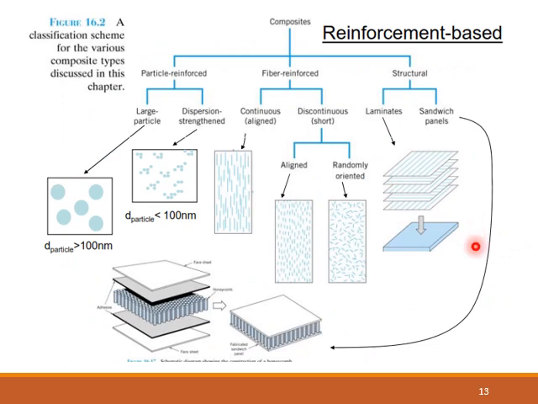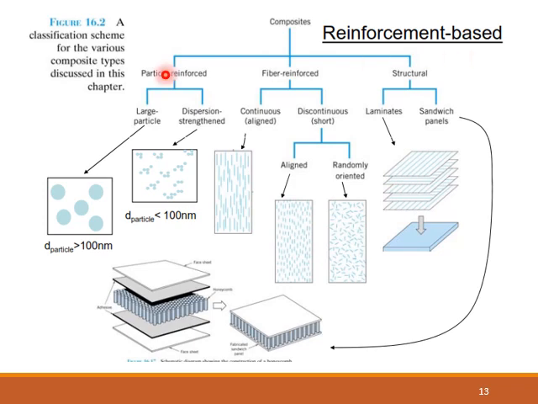So this is a pictorial evidence of classification of composite based on reinforcement. This is about the third classification we are looking at. We have looked at classification based on the origin, which is natural or synthetic. We have looked at classification based on the matrix material, which is metal matrix composite, polymer matrix composite, and ceramic matrix composite. So this is the third one, which is based on reinforcement.